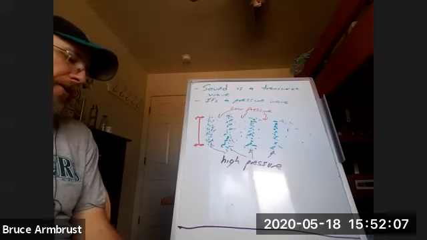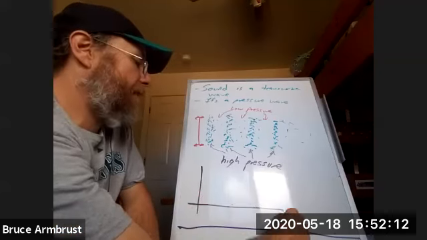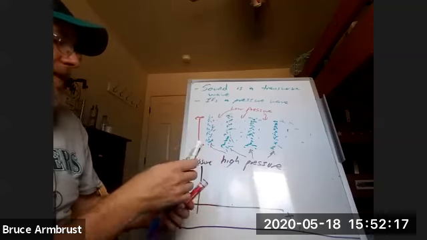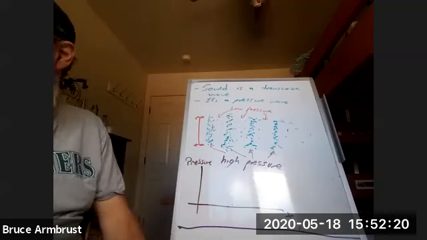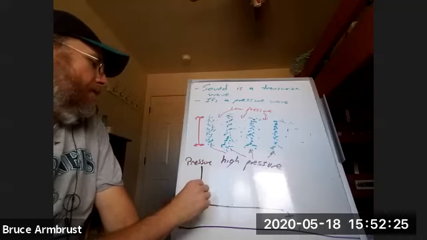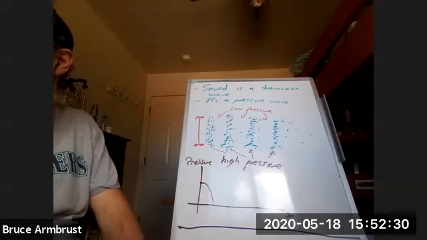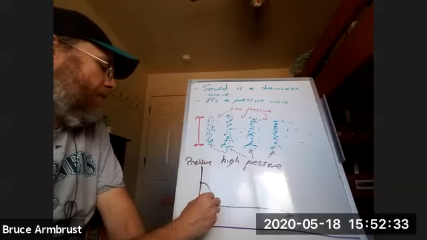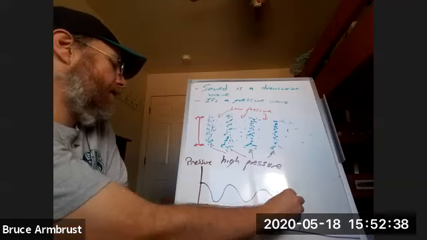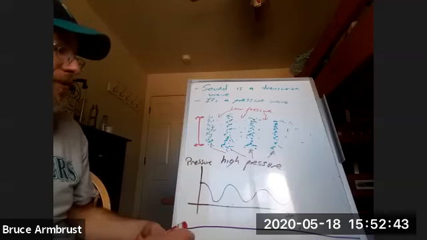So if we were to draw a graph of pressure versus location, so this will be X and this is going to be pressure. Think about what we're seeing. We're seeing high pressure to low pressure. I'm not going to have it go to 0, okay? But it's going to go from high pressure to low pressure, back to a high pressure, to a low, to a high, to a low. And so you can see this is sinusoidal.